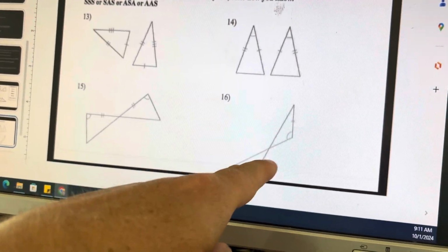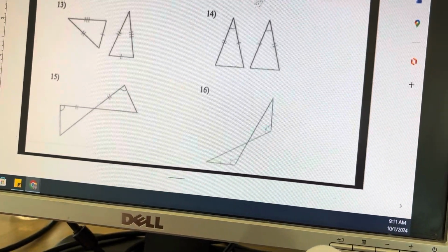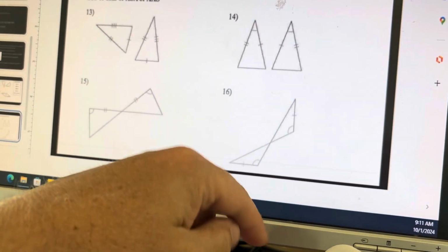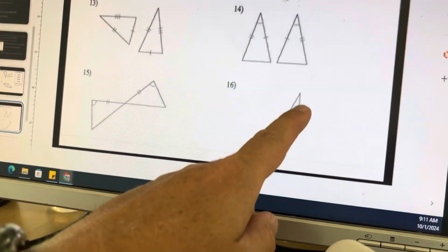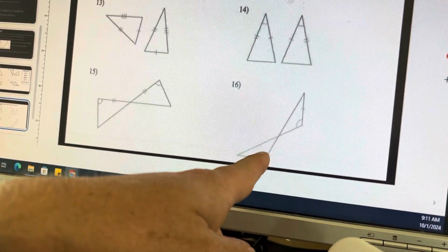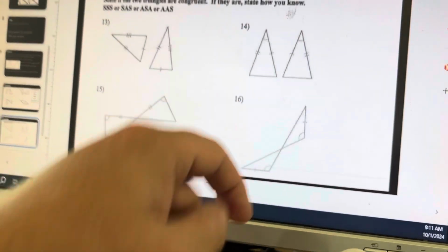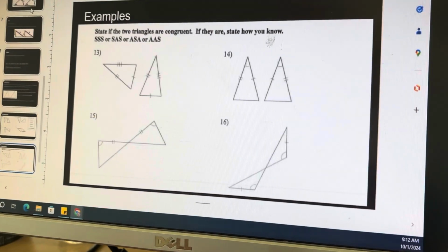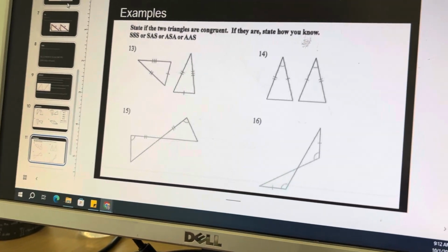And then number 16, this is what I'm talking about looking confusing. We have an angle and a side. We can say our vertical angles are congruent again, so we have angle, angle, side, and that side is in the same relative location across from this small angle. So we know that that one's going to work as angle, angle, side.